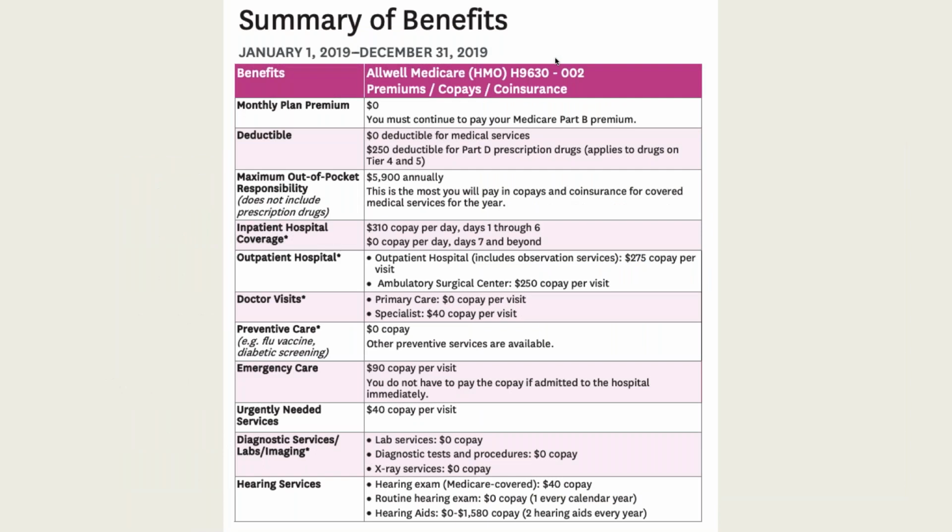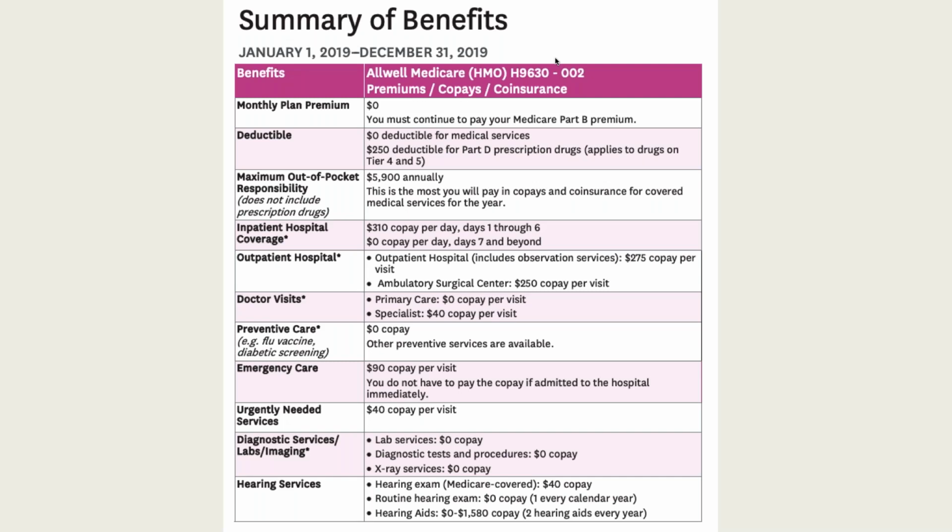So I wanted you guys to see, when you take a plan and you're looking at it and you say, I don't really know what a client would want to know or what a client would want to see. So if you contract, this is Allwell. I just pulled the summary of benefits that I knew was the most concise and easiest for you guys to see, just as an example. This is Allwell summary of benefits for 2019 in Garland County, which is where we're located. The plan premium, of course, the client's going to want to know, how much is this plan? Well, it's $0. There's $0 deductible for medical services. There's a $250 deductible for Part D.